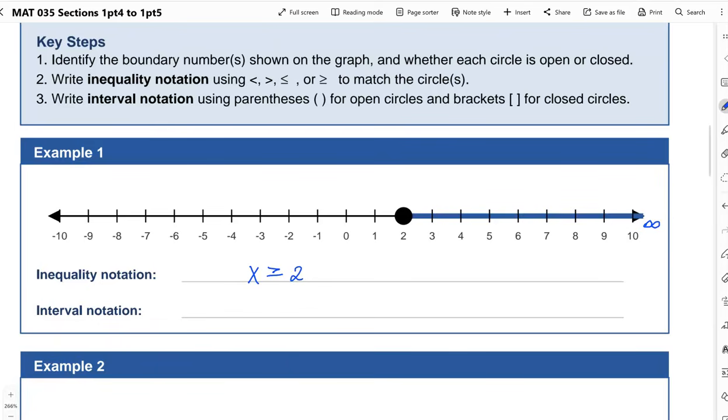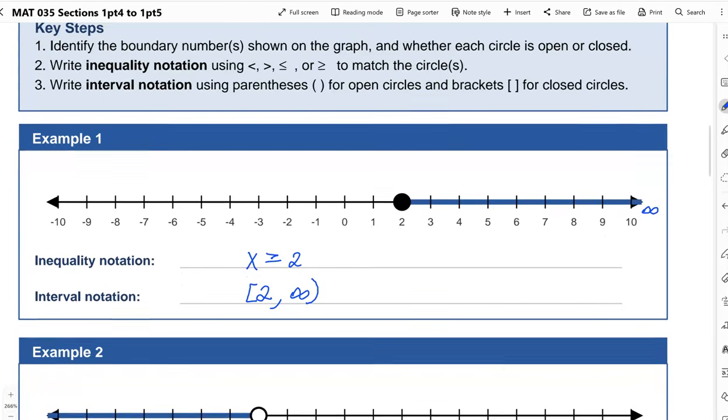Interval notation is going to use parentheses and brackets. Because I have a closed circle at 2, that's where this graph is starting. So I'm going to use a bracket on 2, and this guy is heading towards infinity. So I'm going to use infinity. Here on the right-hand side, infinity is always going to have a parentheses because we can never quite reach it. So I'm going to use bracket 2, comma, infinity, parentheses. There's my interval notation.